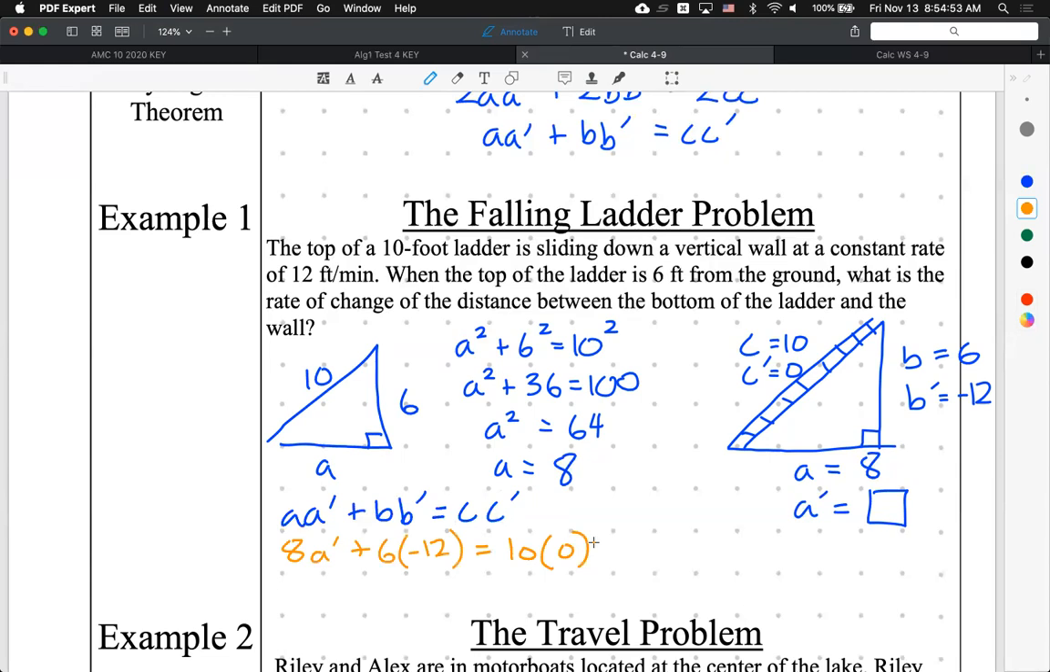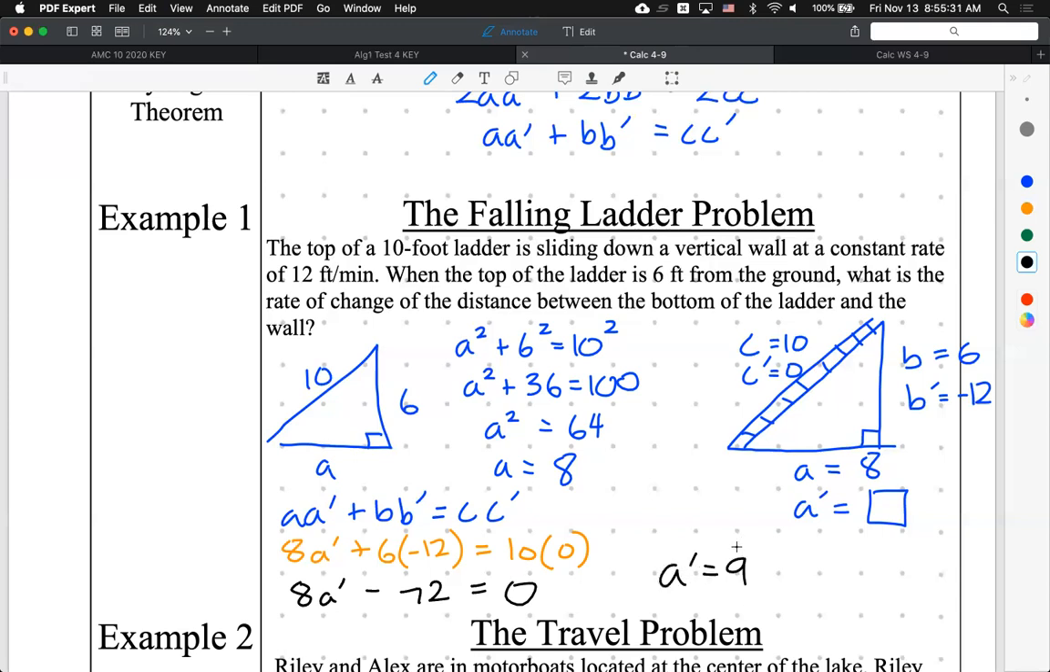Then solve. Do you want to do that for us? Minus 72 is equal to 0. Then you'll add 72, obviously. What's 72 divided by 8? 9. Yeah, there it is. A prime is equal to 9.